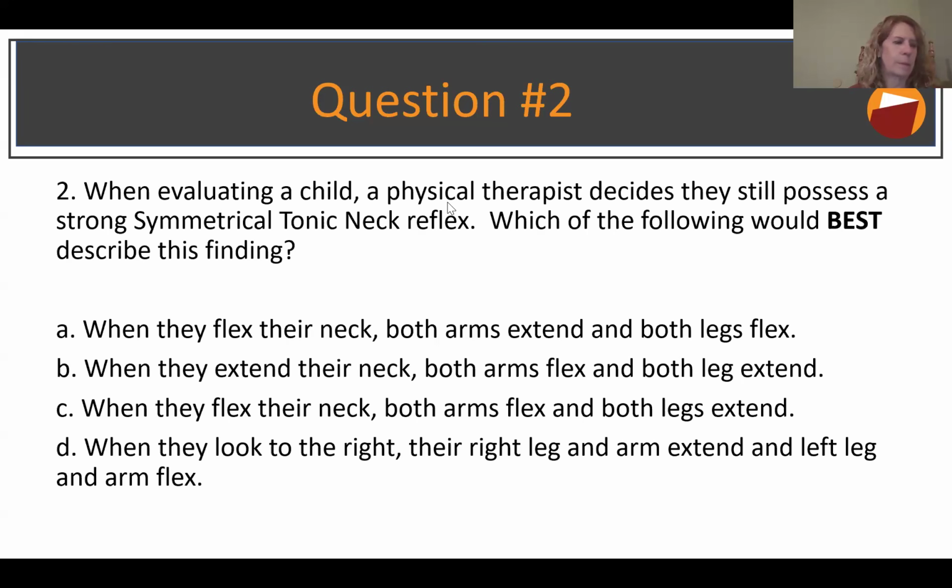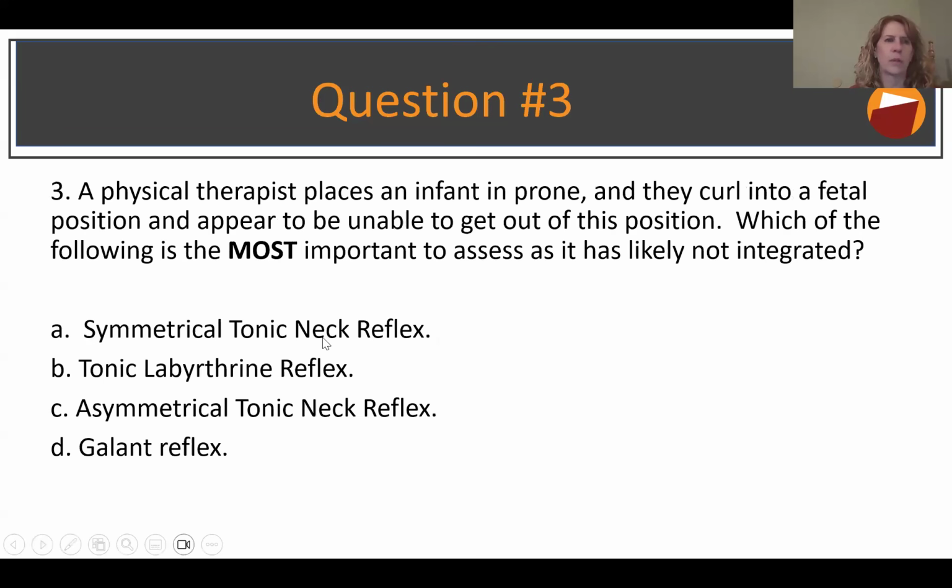All right, number 3. Don't submit your poll till you answer them all. A physical therapist places an infant in prone, and they curl into a fetal position and appear to be unable to get out of this position. Which of the following is the most important to assess, as it has likely not integrated?